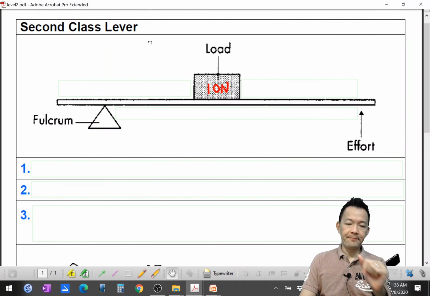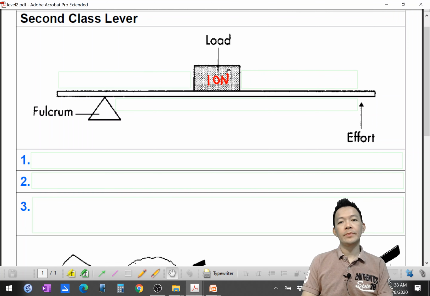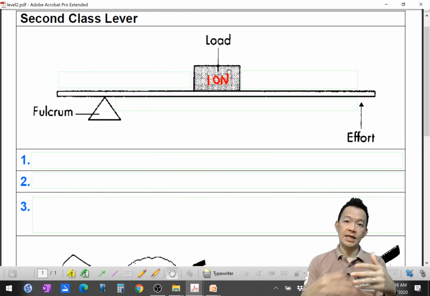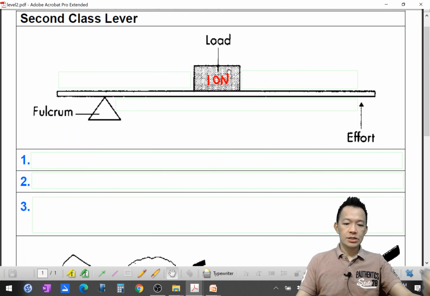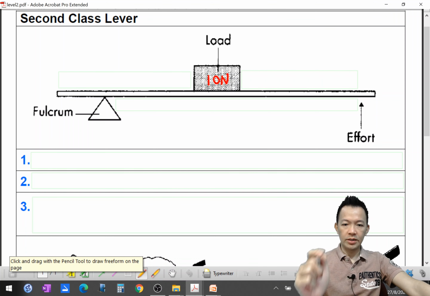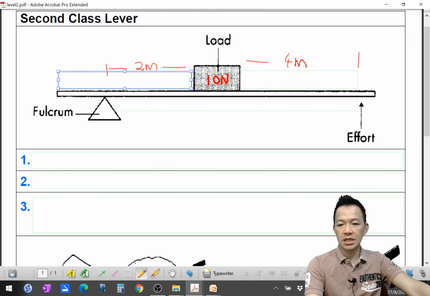Second class lever. Okay. Diagram 2.2 shows a second class lever with a load 10 Newton. Load distance 2 meter, and effort distance 4 meter. Okay, so how you label? 若是你到底讲 label? Some of the students they're going to label in this way. Load distance 2 meter, and the effort distance is 4 meter. So they just label like this.